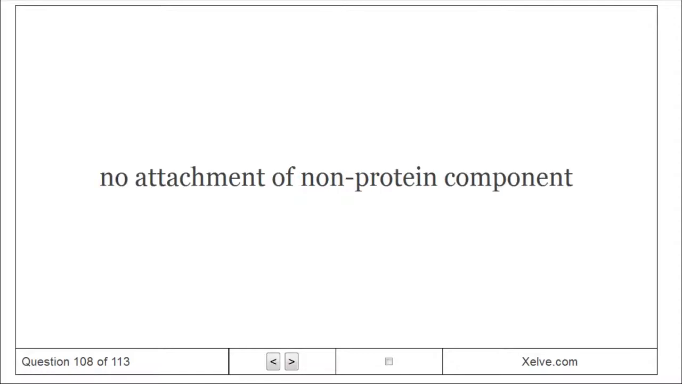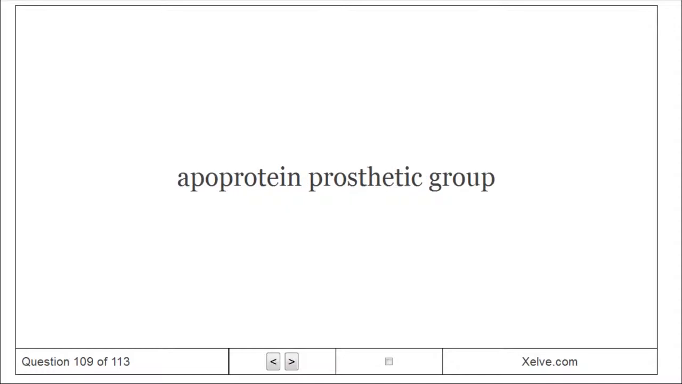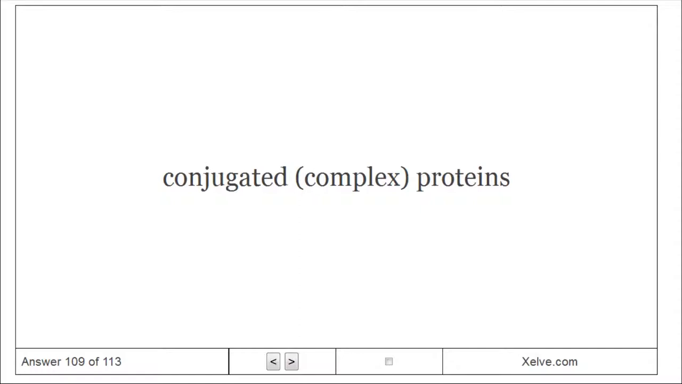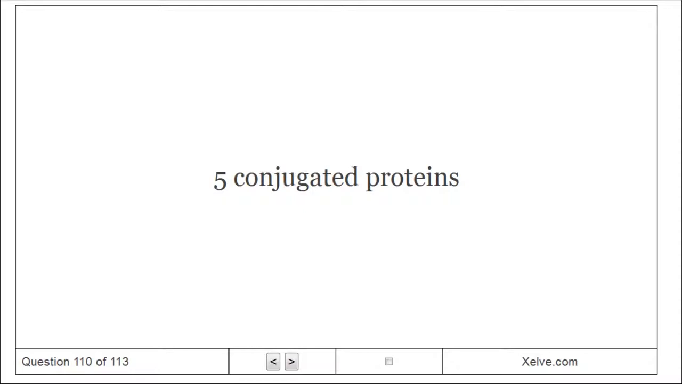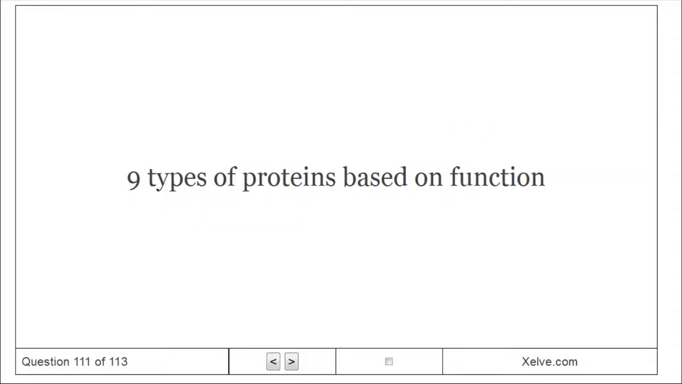No attachment of non-protein component: simple proteins. Apoprotein plus prosthetic group: conjugated proteins. Five conjugated proteins: hemoproteins like Hb, cytochromes; glycoproteins like antibodies, glycophorin; lipoproteins like chylomicrons, LDL, HDL, VLDL; phosphoproteins like casein; metalloproteins like Fe, IGF.